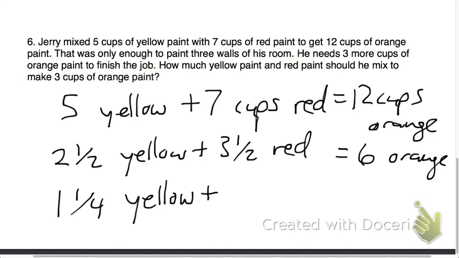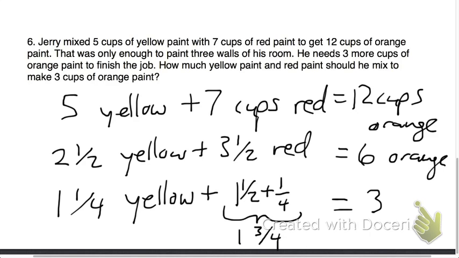And then for the red, 3.5. Let's see, I'm going to do that in 2 parts, because if I take the 3 in half, I get 1.5, and then half of a half is 1/4. So altogether, that's 1 3/4, and that's going to add up to 3 orange.